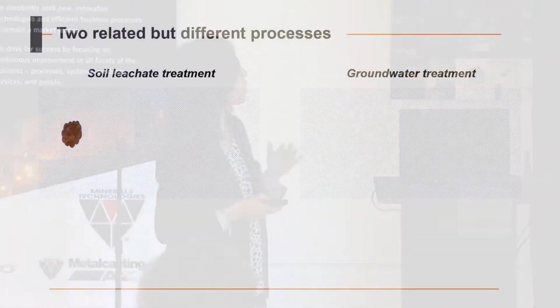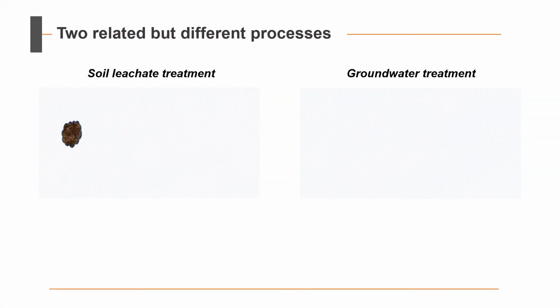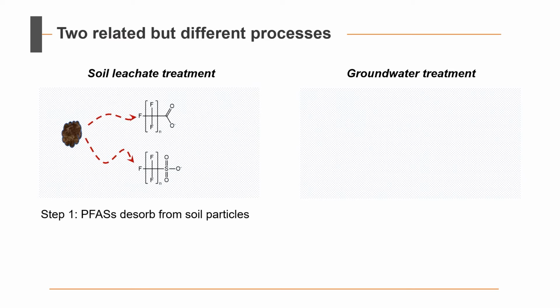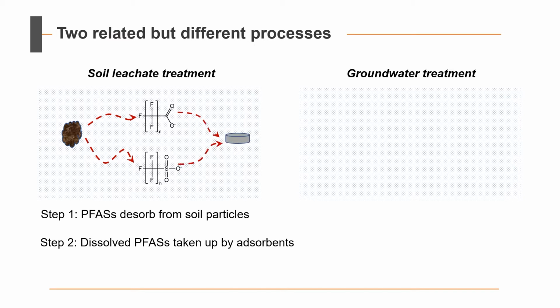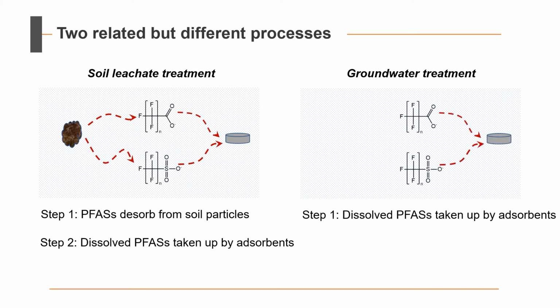So I'm going to talk about soil leachate treatment, or soil treatment, and about groundwater treatment, but they are related. Soil leachate treatment you can think of as a 2-step process, because PFAS are sorbed in soil. First step, PFAS have to desorb into the aqueous solution, so there has to be water there. Then the dissolved PFAS is taken up by adsorbents. So, a two-step process. Groundwater treatment is pretty simple. Usually you can visualize or simplify it as a one-step process because PFAS are already dissolved in the solution.